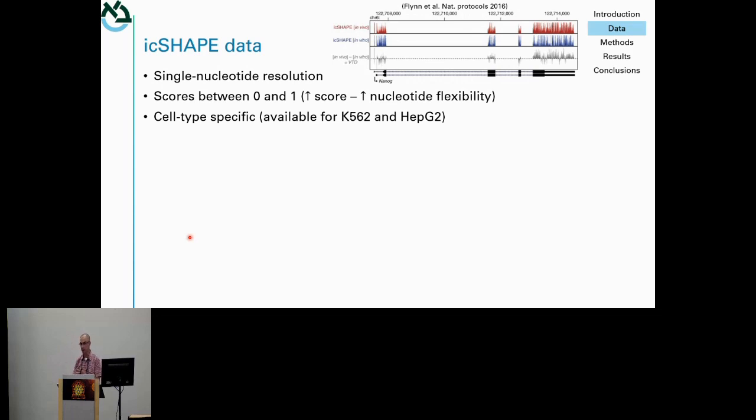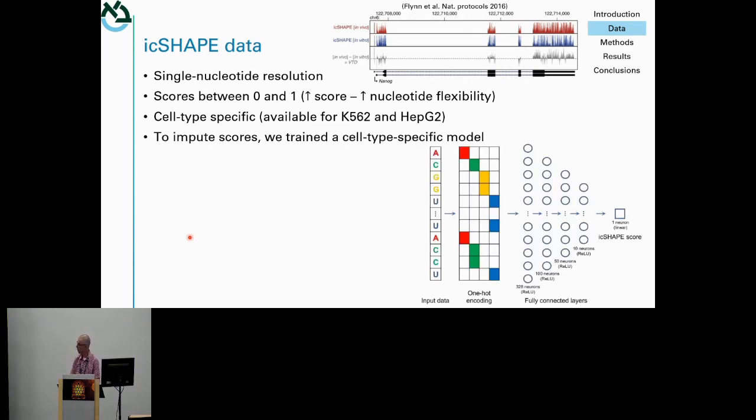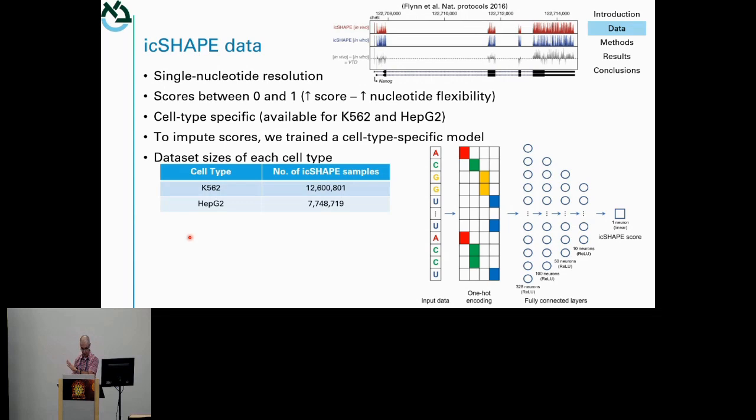We get it in a cell type specific manner. There was available data for both K562 and HepG2, both cell types where the eCLIP experiments were performed. And unfortunately, in many cases, there are missing icSHAPE values for many nucleotides. So we performed an imputation using a simple neural network where we provided a sequence with the middle position missing its score, 41 nucleotides going through a multi-layered perceptron, and eventually we get a score for that middle nucleotide. These are the numbers of values we get for each cell type.